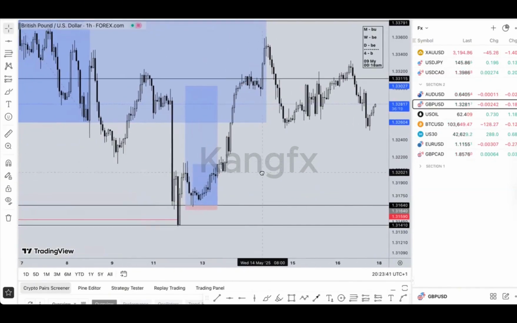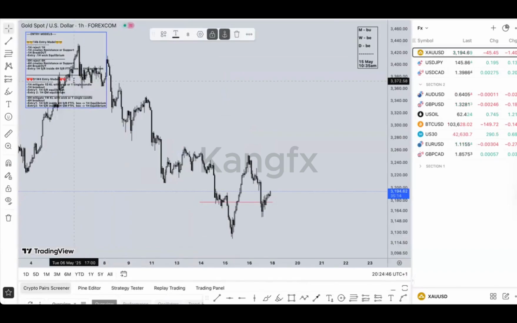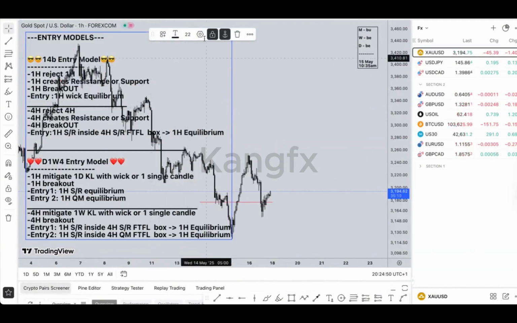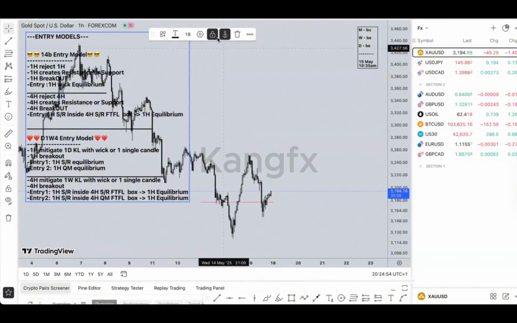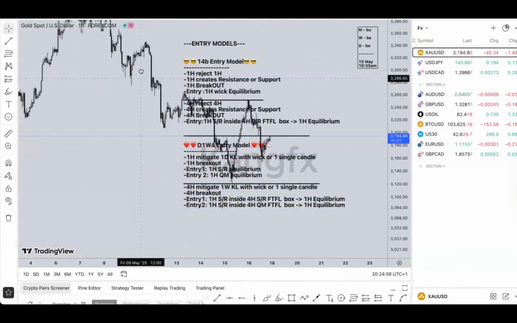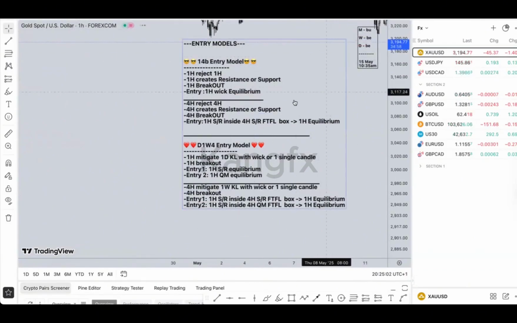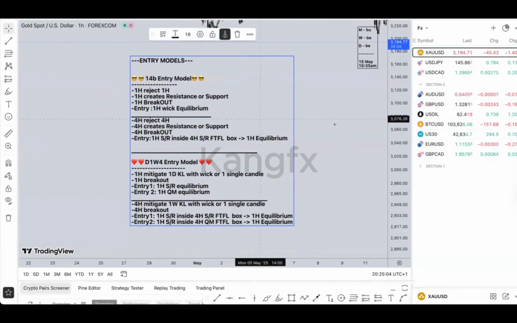And I'll repeat again finally, because you see your setup doesn't mean the market is going to come back to your entry. Just like so. Finally, this is the entry models here. That's the entry model. And in the entry models, you can see I made it very simple.